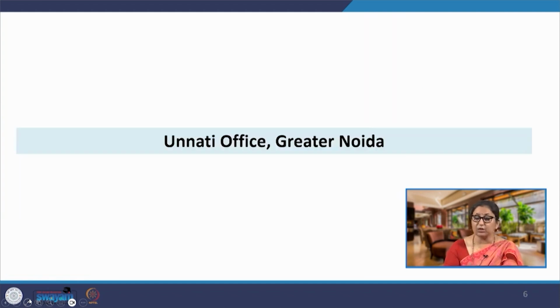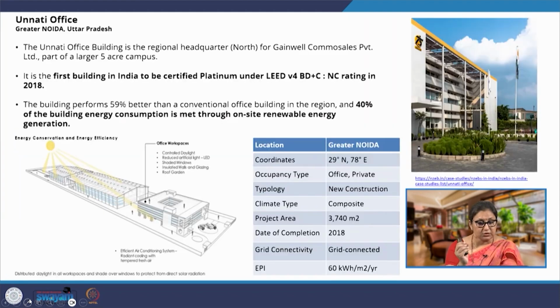We are starting with the Unnati office building in Greater Noida. This is the regional headquarters for Gainwell Commosales Private Limited, and it is part of a 5-acre campus. So, it is not just one building in isolation. When we have to reduce the energy consumption and the emissions accruing due to the electricity consumed, there is a 2-pronged approach. One, reduce the consumption of electricity, which is what we have seen, and this is the low hanging fruit. It is much easier and cost effective to do that.